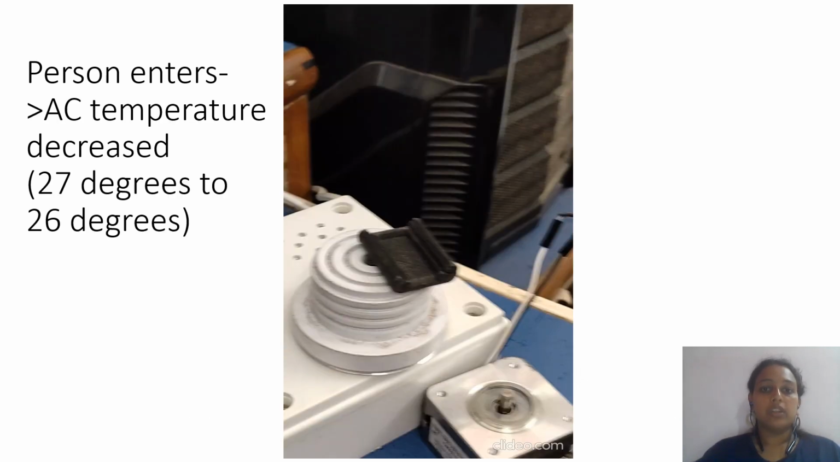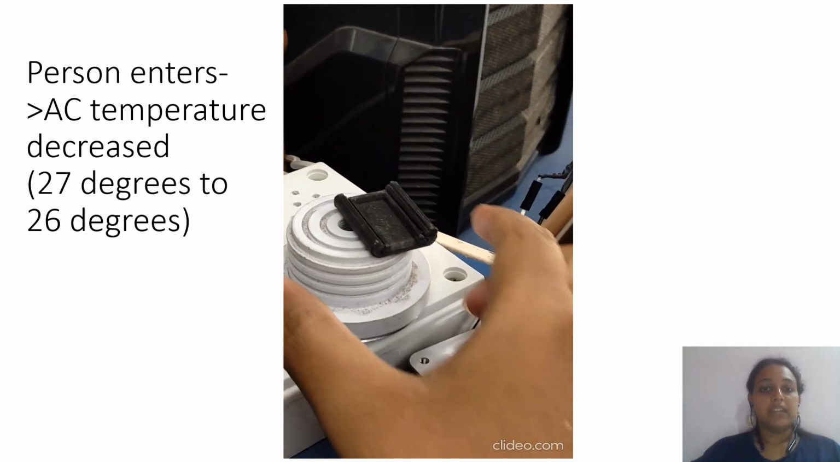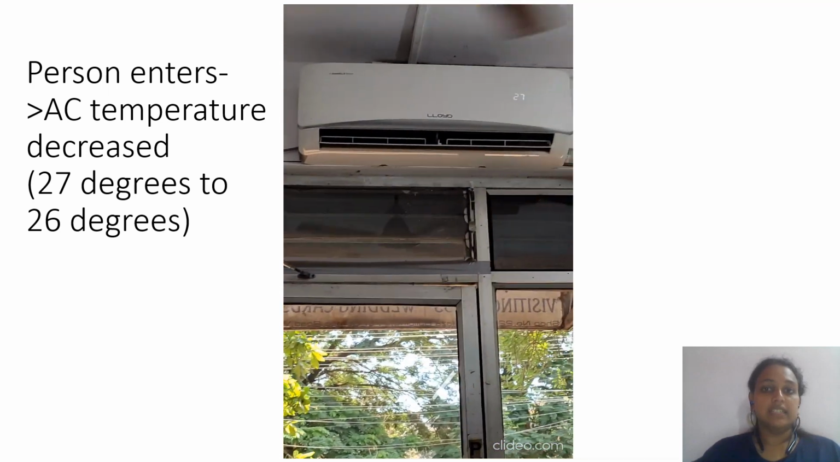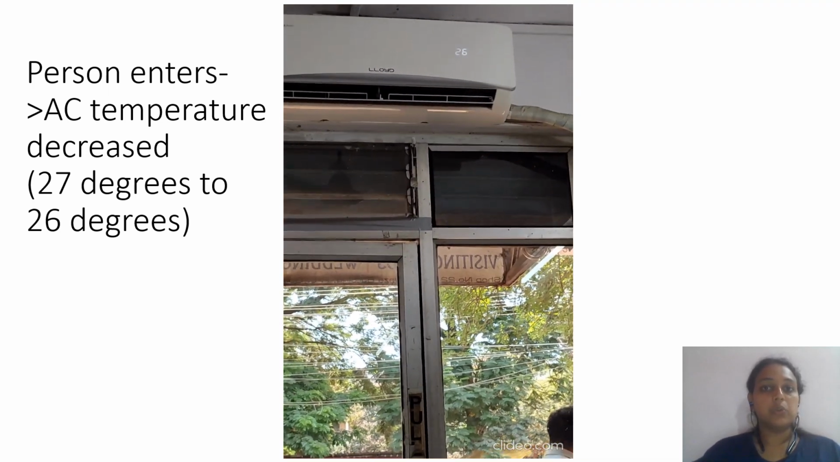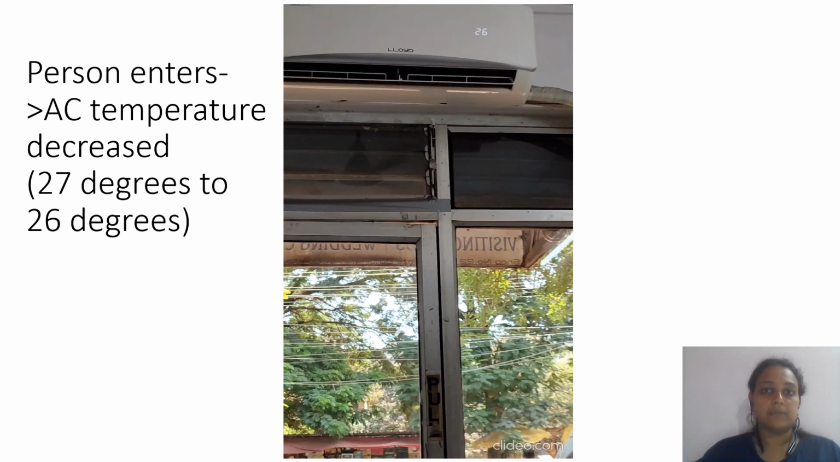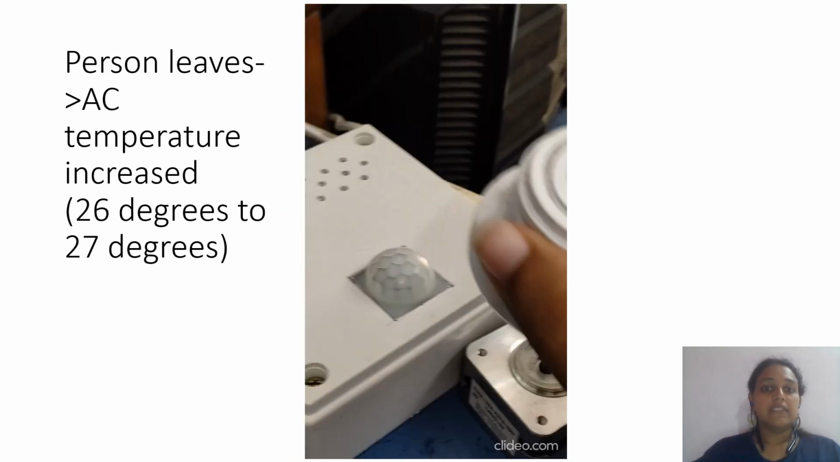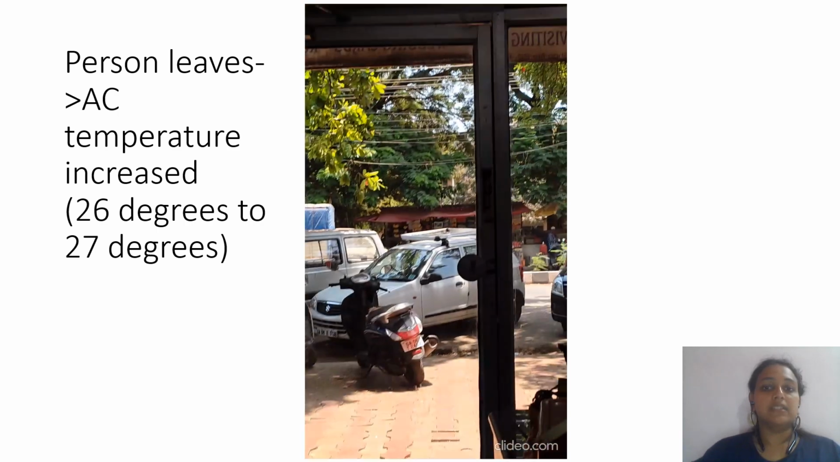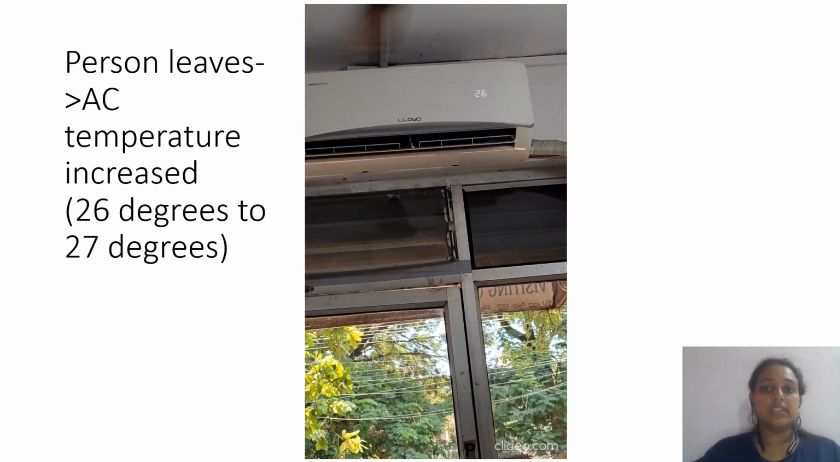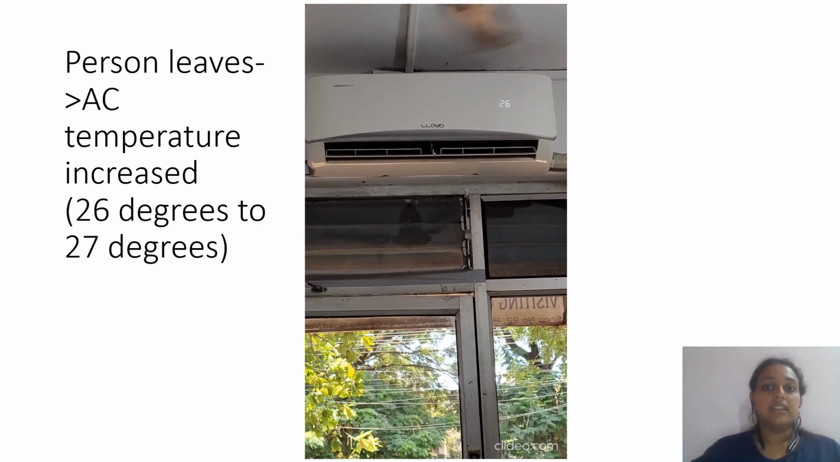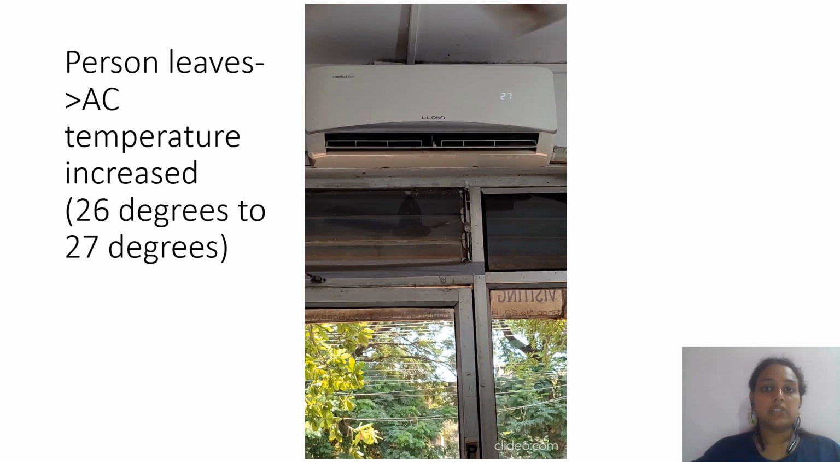The same has been done for coordinating the Arduino with the PIR sensor to turn the AC on and off. At the entry, when the PIR sensor is triggered, the temperature setting is changed from 27 to 26 degrees Celsius, as seen. Similarly, when the PIR sensor at the exit is triggered, it shows that the AC has changed its value from 26 to 27 degrees Celsius.